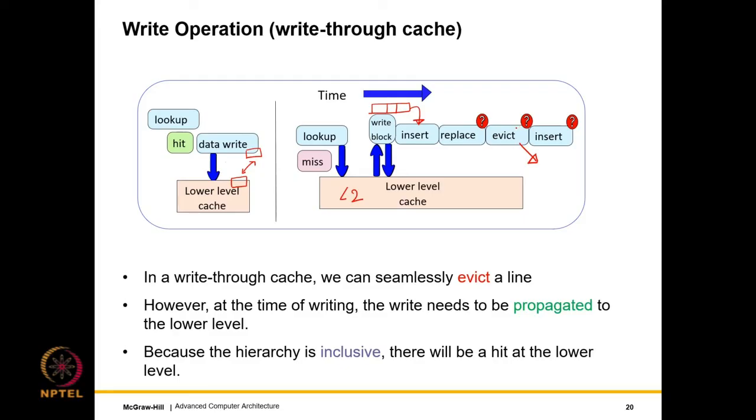The reason it can be seamlessly evicted is because the copy of the block in the upper level and the lower level is the same, and that is why it can just be thrown out. Once space is created, we can insert the new block into the L1 cache. This takes into account the fact that the hierarchy is inclusive, in the sense that if any block is in, let's say, the L1 cache, there will always be an entry for it in the L2 cache. In the case of a write-through cache, L1 and L2 will always have the same copy, not necessarily true in a write-back cache.